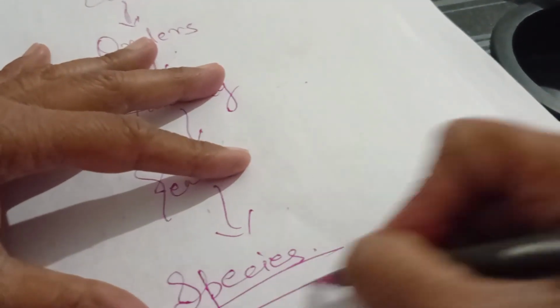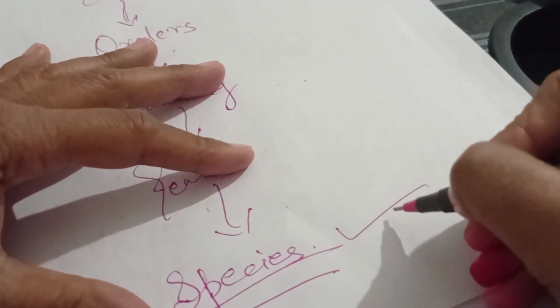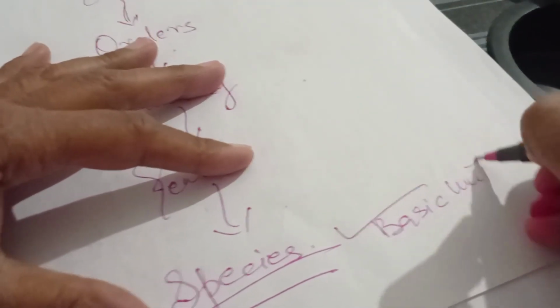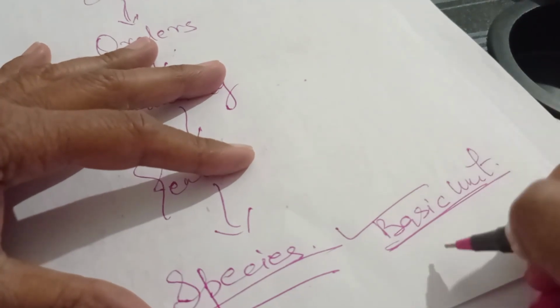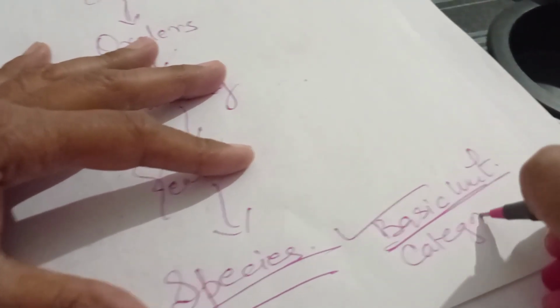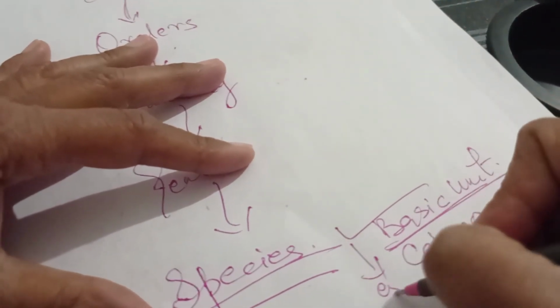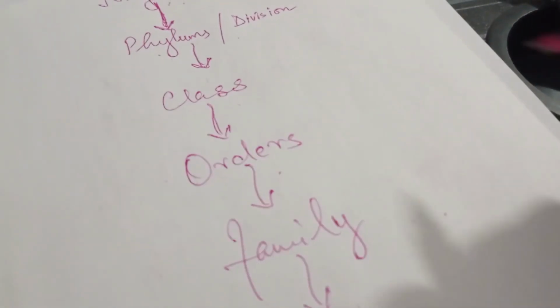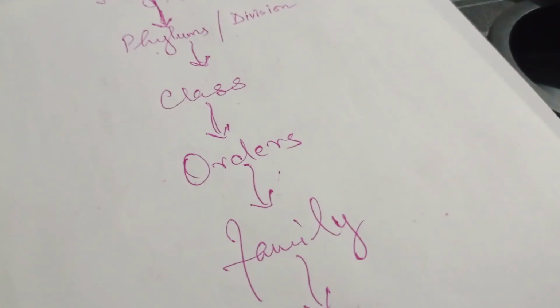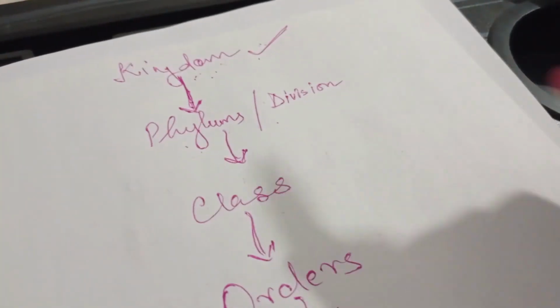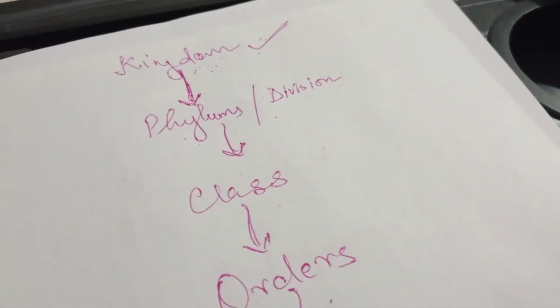Accordingly, species becomes the lowest or the basic unit of classification. Basic or the lowest unit or category of classification. Lowest category of classification. All right. Now, this hierarchy I have told you in the descending order. Descending order means from top to bottom.